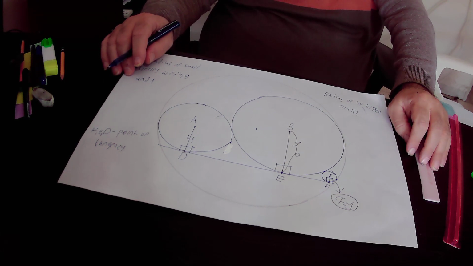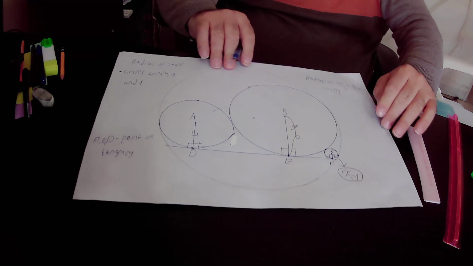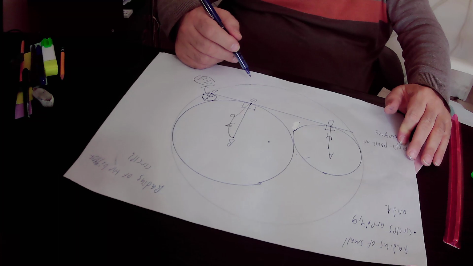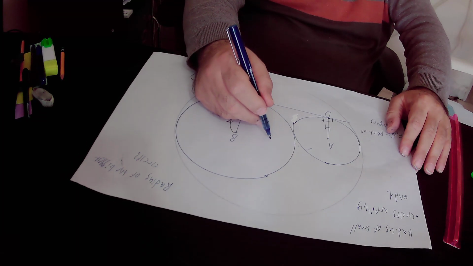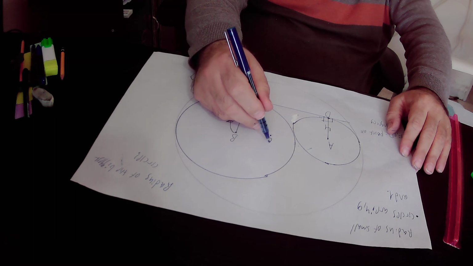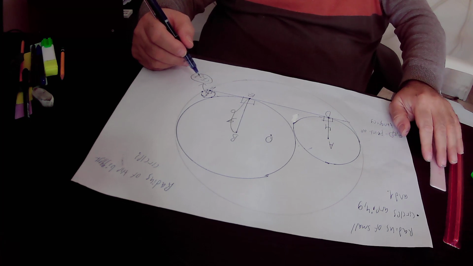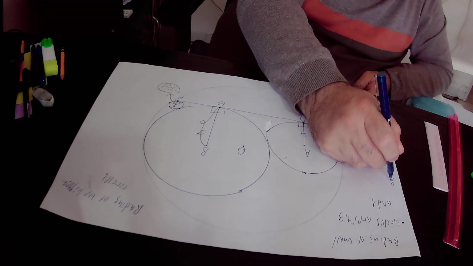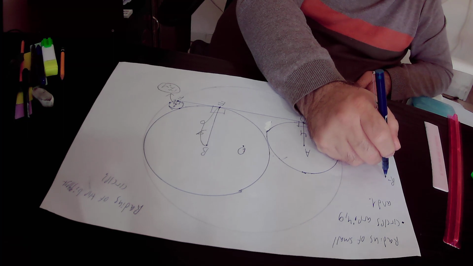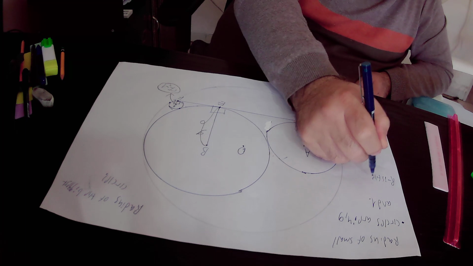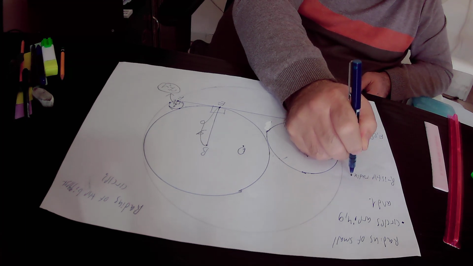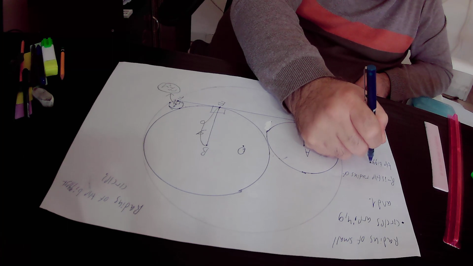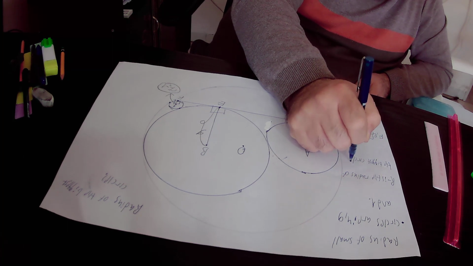In the next step, we will define the center of the biggest circle, the center of this circle as point O, and we will define the radius of the biggest circle as capital R. I write it here that capital R is equal to the radius of the biggest circle. Okay?